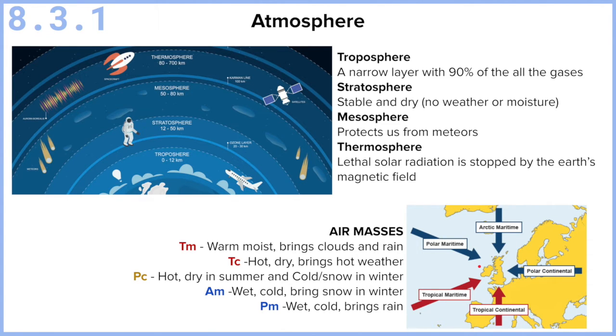So let's have a look at these in a bit more detail. Tropical continental, as we said, comes from Africa. It's going to bring us our warm weather. It's dry, and it tends to be the dominant air mass in our summer.